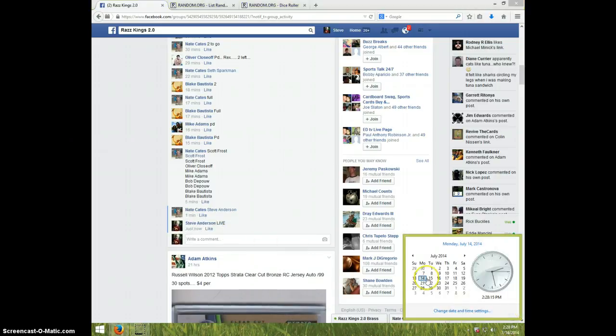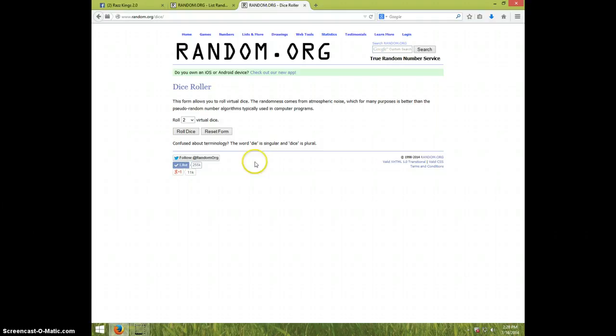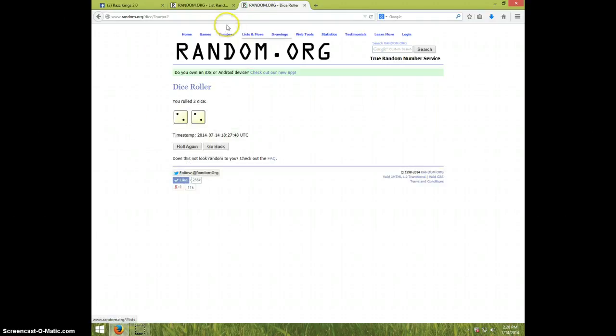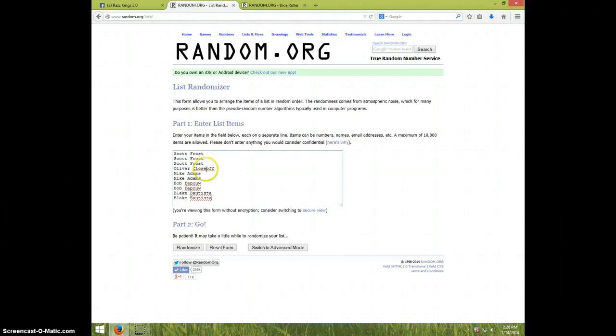It is 228. 2 dice, no snake eyes. 4 times. Scott for 3, Oliver, Mike for 2, Bob for 2, and Blake for 2. And we're going 4 times.